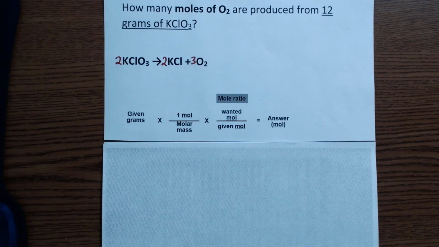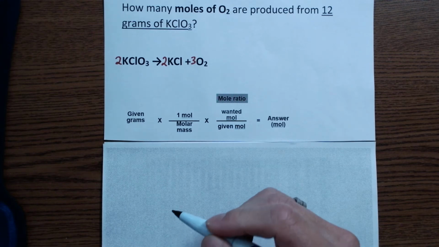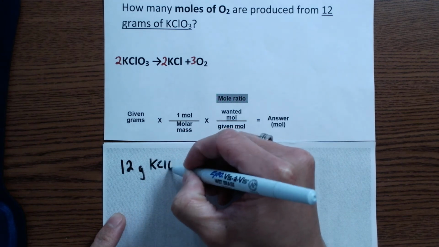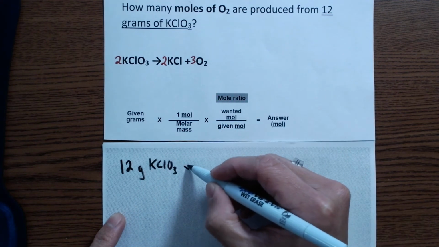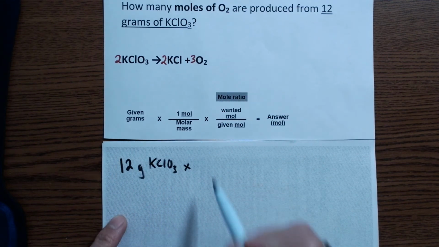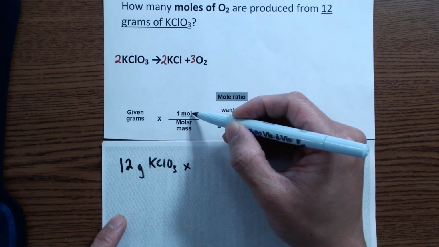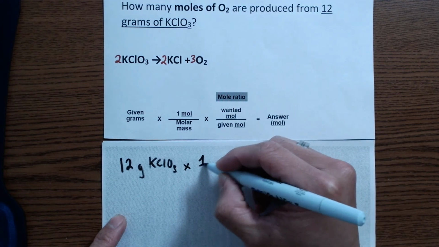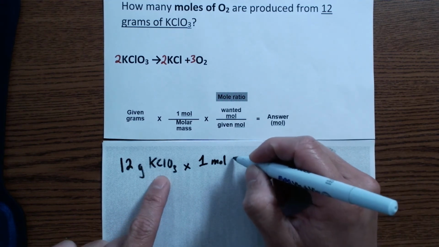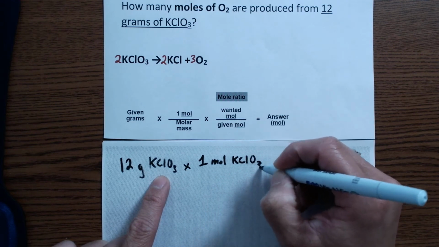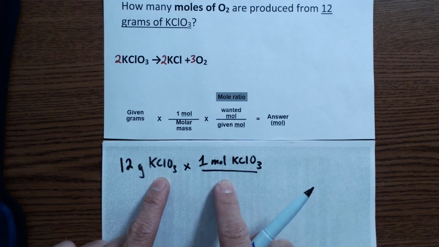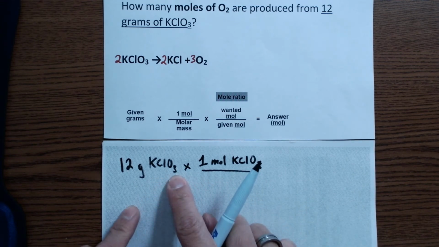So in this case, you're given 12 grams of KClO3. So I'm gonna start with 12 grams KClO3, then multiply. Okay, so you're basically gonna follow this formula right here. Given grams, multiply on the top, you're gonna have 1 mole. So this is always the same number. And this top here is gonna be 1 mole of KClO3. Okay, over, this is the molar mass of KClO3.